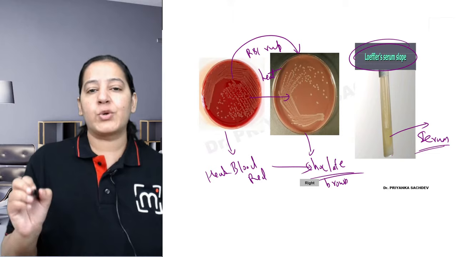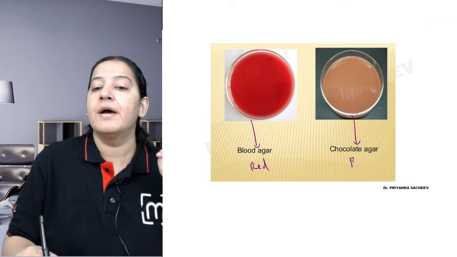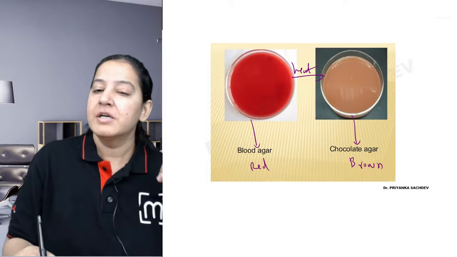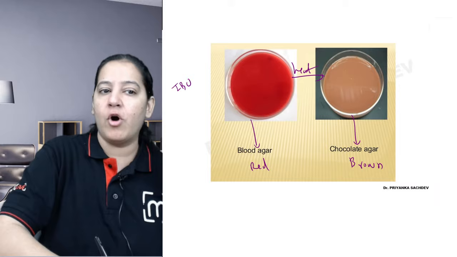So learn three examples. Can you see, this one is blood, red in color, and this one is chocolate, brown in color. Once we heat the blood agar, it will convert into chocolate agar. So chocolate agar is basically heated blood agar. So these all are your IBQs. You got my point? Now you can imagine the question.